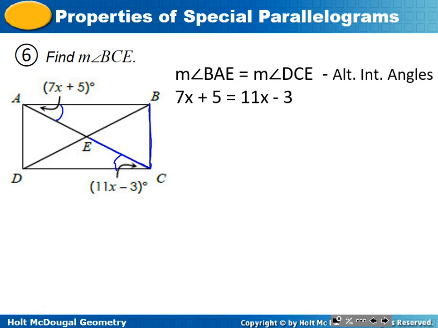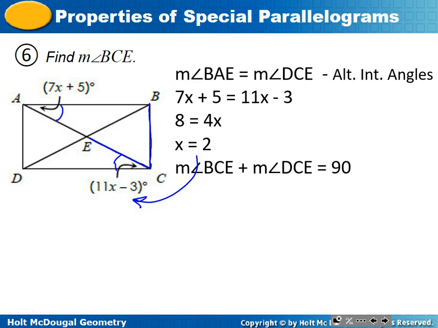So 11x minus 7x is 4x, and 5 plus 3 is 8. Divide 4 into 8, that's 2. So now we can plug this 2 into this equation right here. And you should be able to see that 2 times 11 is 22, minus 3 is 19.